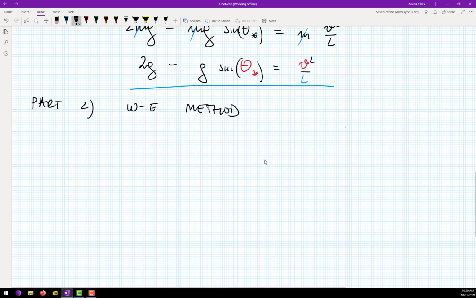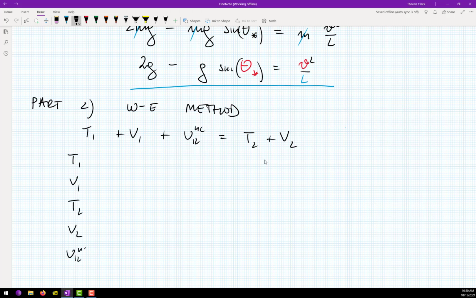So what was the recipe there? T1 plus V1 plus U12 non-conservative is equal to T2 plus V2. Second step, find these five guys: T1, V1, T2, V2, U12 non-conservative. The system starts from rest, so T1 is 0 here. Great, 20% of the problem done.